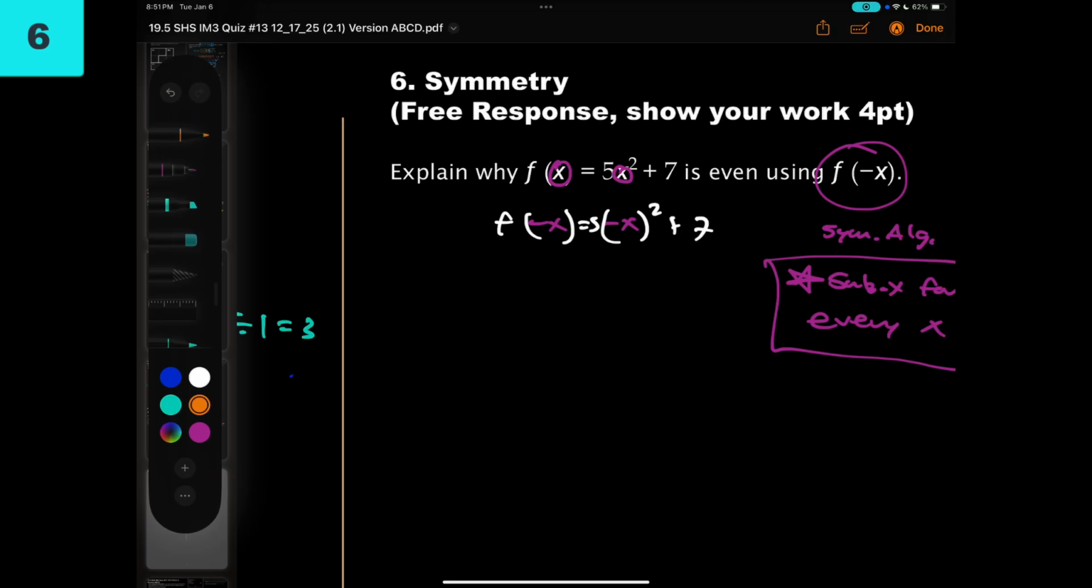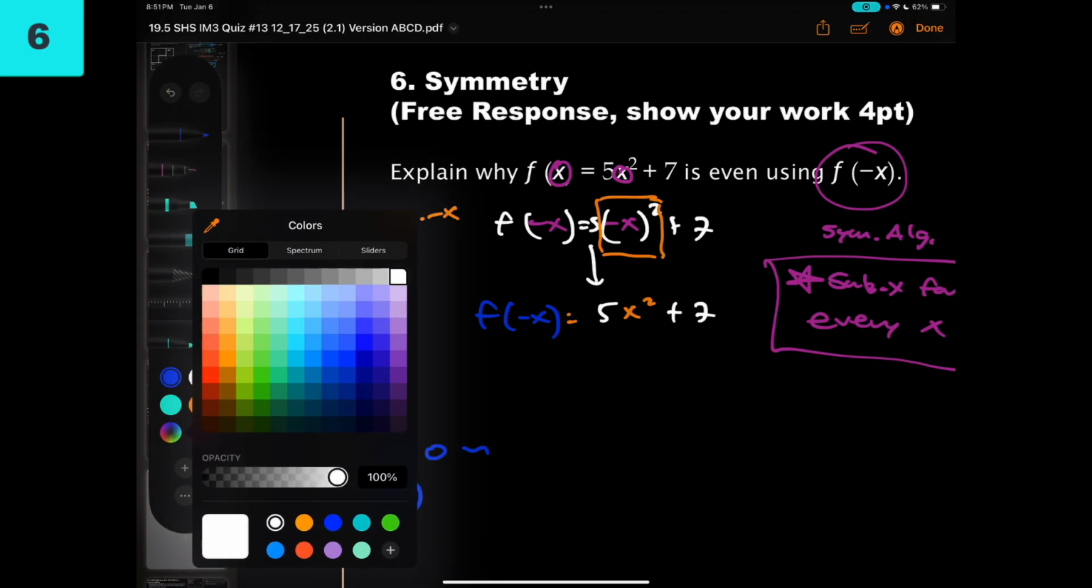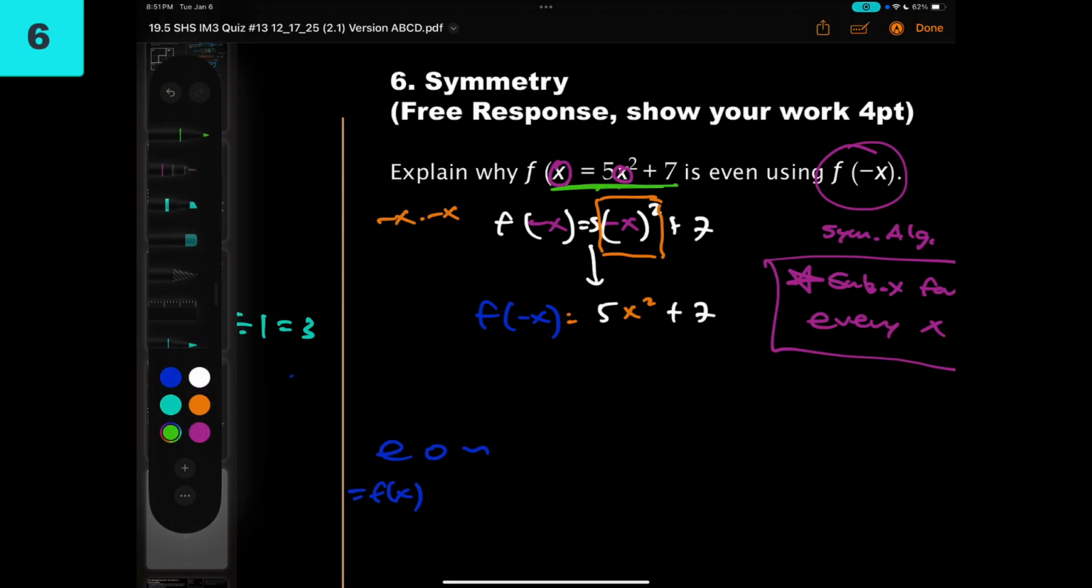Okay, we're going to use PEMDAS, so you're going to use exponents first. So negative x times negative x is x squared. And I have 5, so 5x squared plus 7. Okay. So why is it even? You know, you have even, odd, or neither. Even is equal to the original. So follow along. Let's use green. This is the original. And then after we put in negative x, they're exactly the same. 5x squared plus 7, 5x squared plus 7.